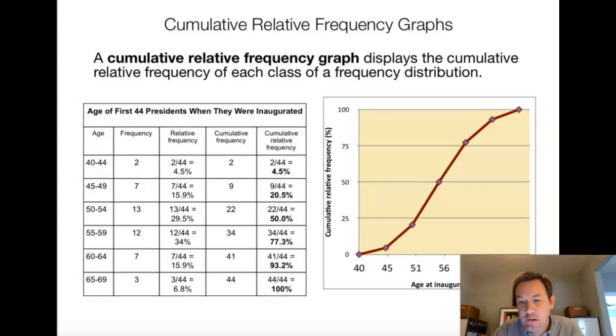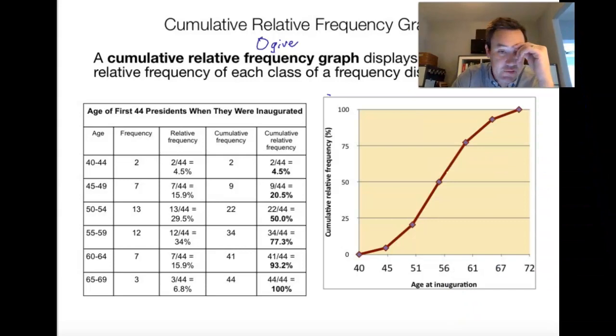So let's talk about what a cumulative relative frequency graph is. Sometimes these are referred to as ogive graphs. Cumulative relative frequency is a little bit of a mouthful, but they are kind of what they sound like. It displays the cumulative relative frequency of each class of a frequency distribution. So here I have a data table to illustrate, and what we're looking at is the age of the first 44 presidents when they were inaugurated.